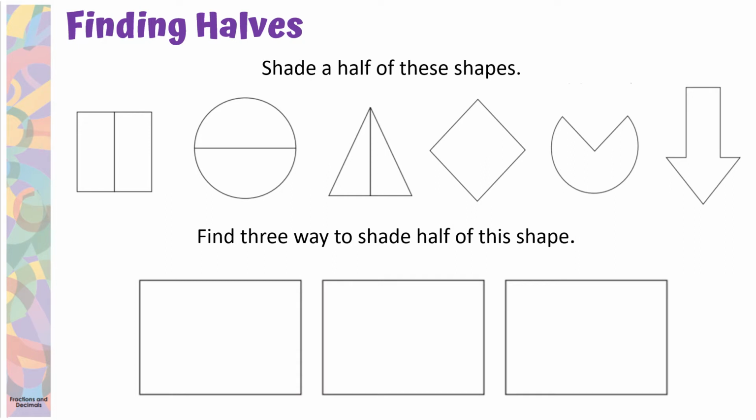They're exactly the same size and shape, but can you come up with 3 different ways to divide them into half? Then once you've done that, shade one half of each shape. Now you can do this two ways. You can do this on the Jamboard, or you can print this off and use it as a worksheet.